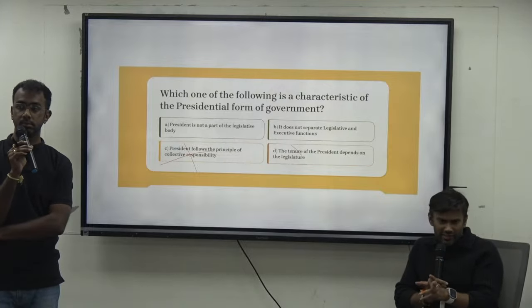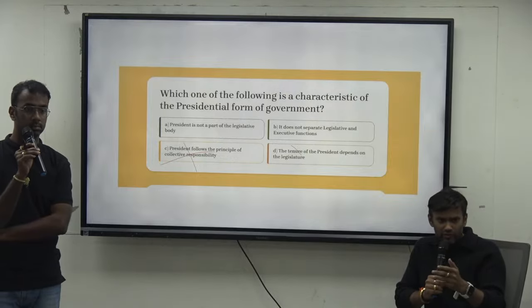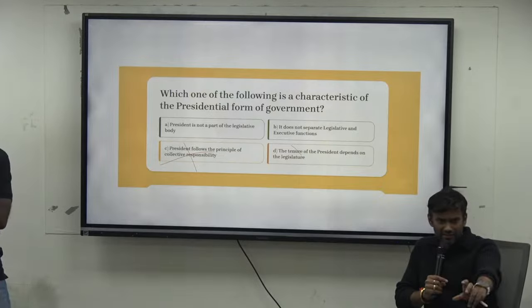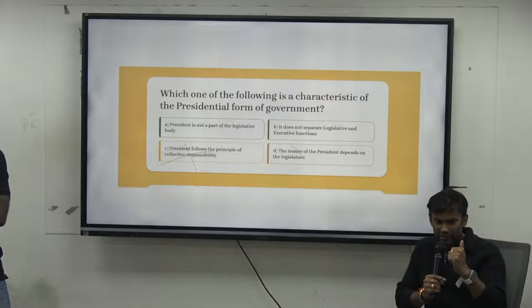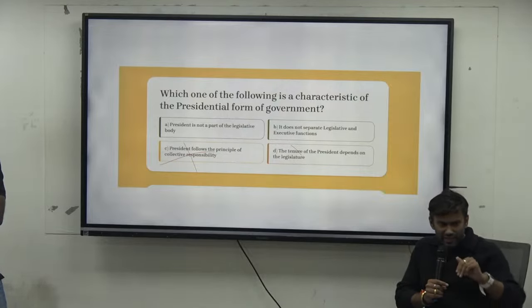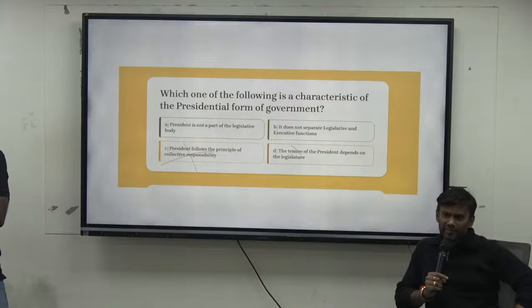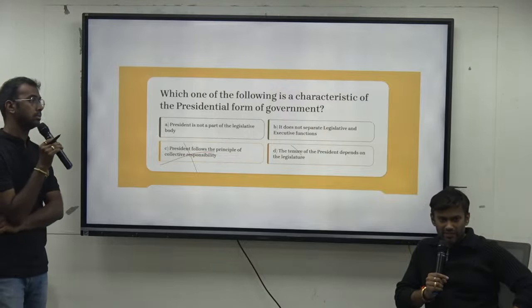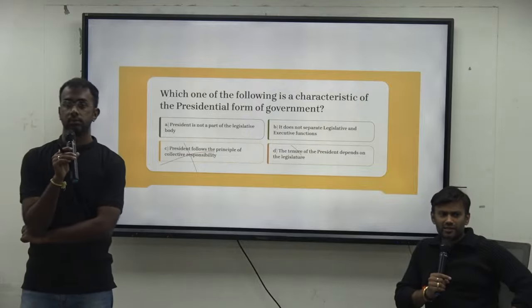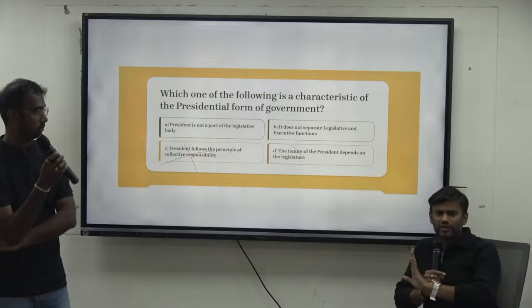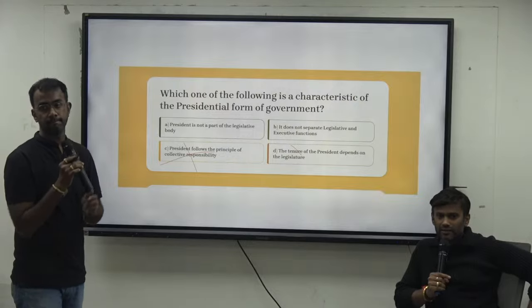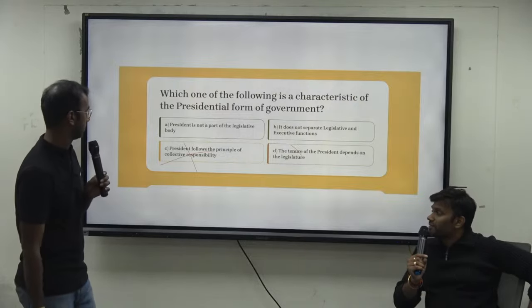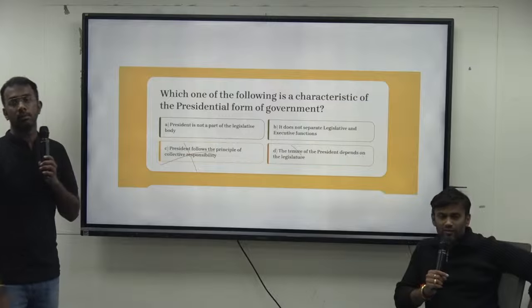But what UPSC is trying to do is confuse you by setting statements in such a way that a student gets confused. In an examination hall, under exam pressure, what can happen? In a hurry, you might make a mistake. But if you calmly think and calmly eliminate, you get the answer as A. They have told which is correct: President is not part of the legislative body.